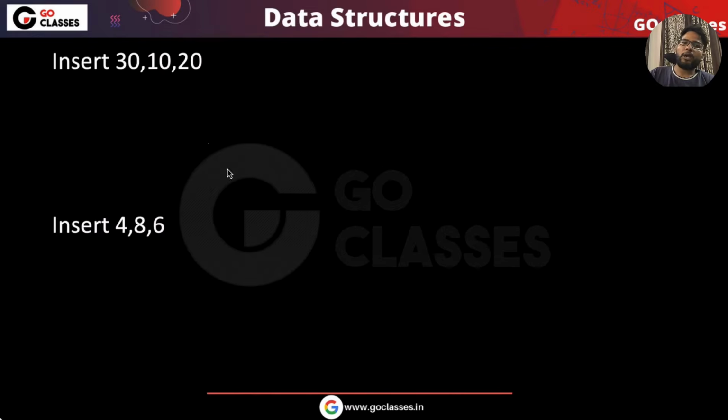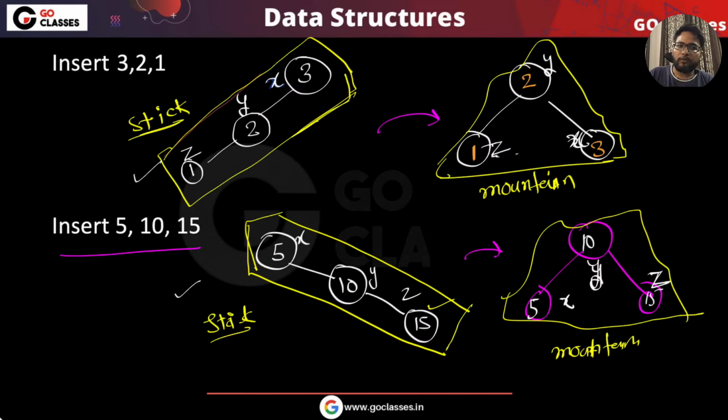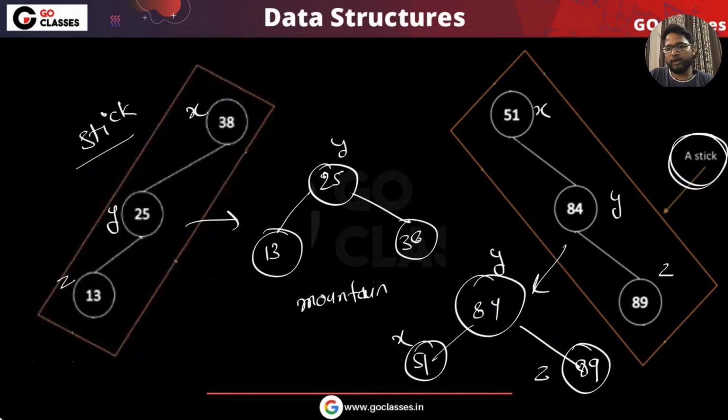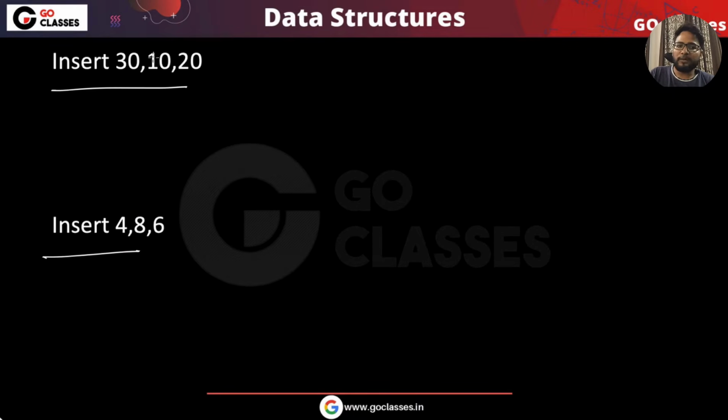Okay, now let me do another example. So 2 examples we have already done, which is inserting 3, 2, 1, and 5, 10, 15. Now I'm currently doing a short example, then I will go to a very big example. So let me insert 30, 10 and 20. After 30 it will be just like this, and then 10 is smaller than 30, it will be like this, and then 20 is smaller than 30 but greater than 10, so it will be like this, right?